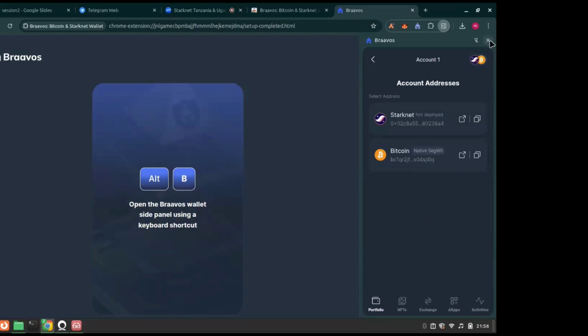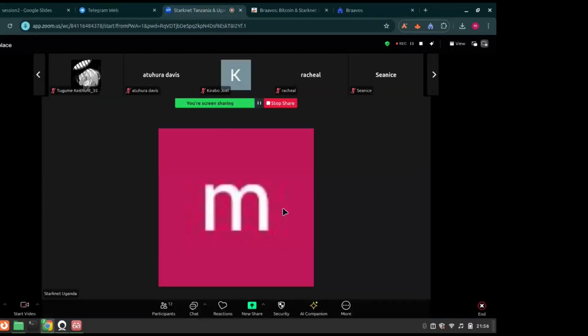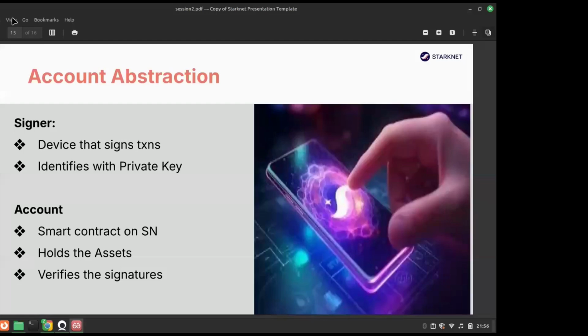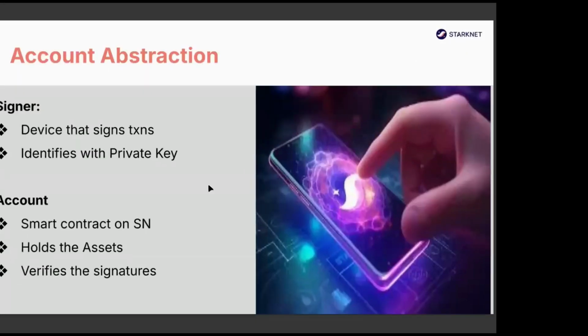So I've talked a lot about wallets. I don't know whether there is any question about that, because we are soon ending. Any questions around wallets? Let me finish up. Our account holds the assets, and assets in this case are STRK. And our account, in this case the wallet, verifies the signatures.